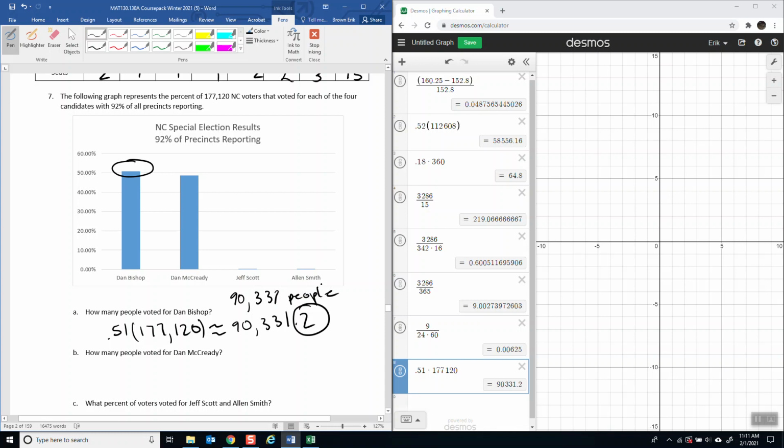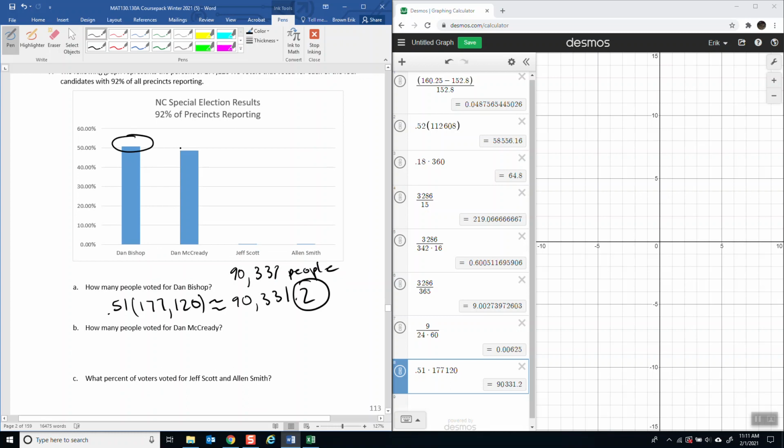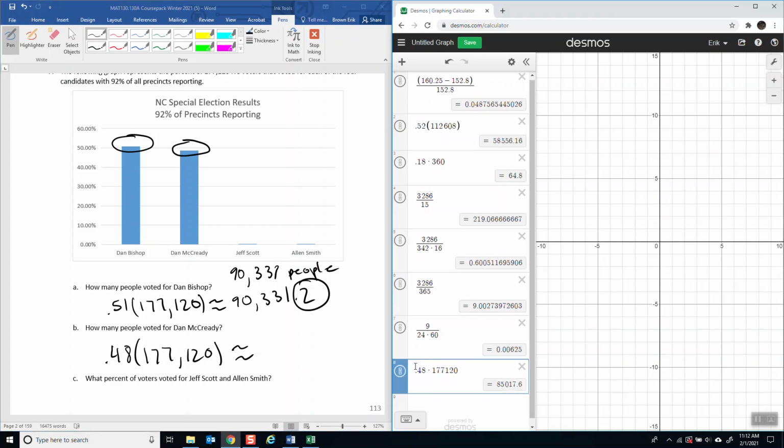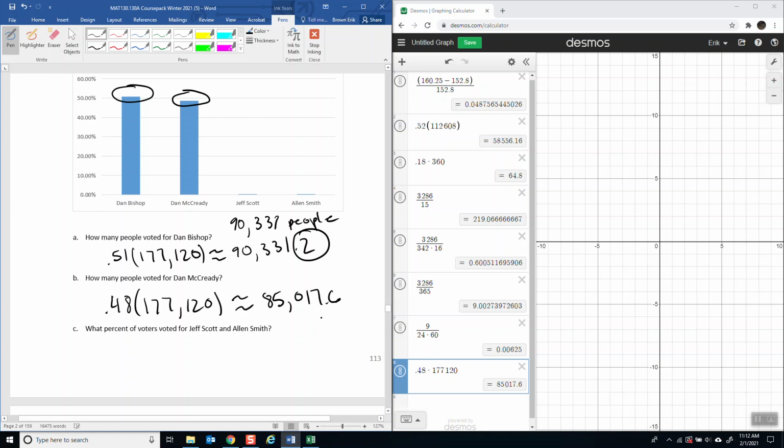So how about how many people voted for Dan McCready? Well, looking at this, we're below the line, and it's a little further below, in my opinion, than what it was above. So let's call that 0.48. All right, so I'm just going to take the number I just typed in and change it to a 0.48, and then that gives us 85,107.6. I should say that's the exact value, which really, again, you can't have 0.6 of a voter, so we round that up for that many people.